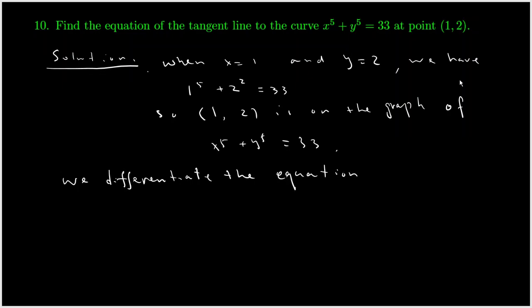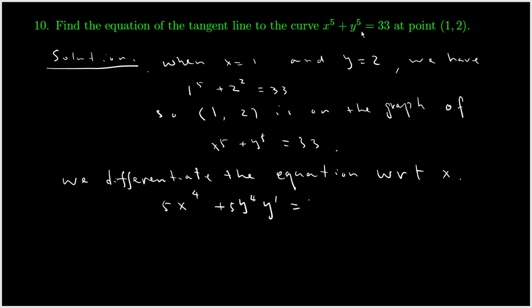With respect to x, of course, treating y as a function of x. Term by term. To differentiate the first term, you have 5x to the power 4. We have seen that many times already. And then plus y to the power 5, so 5y to the power 4. Do not forget y is a function of x, so you have to follow that by y prime.